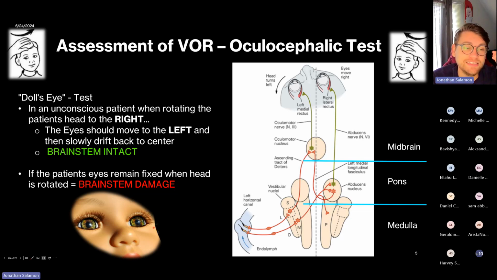If the brainstem is damaged, the eyes will remain fixed straight ahead, and no matter how you move the head around, the eyes will always be in the same position relative to the head, right? This is the doll's eyes test. This is how you test the vestibular ocular reflex.